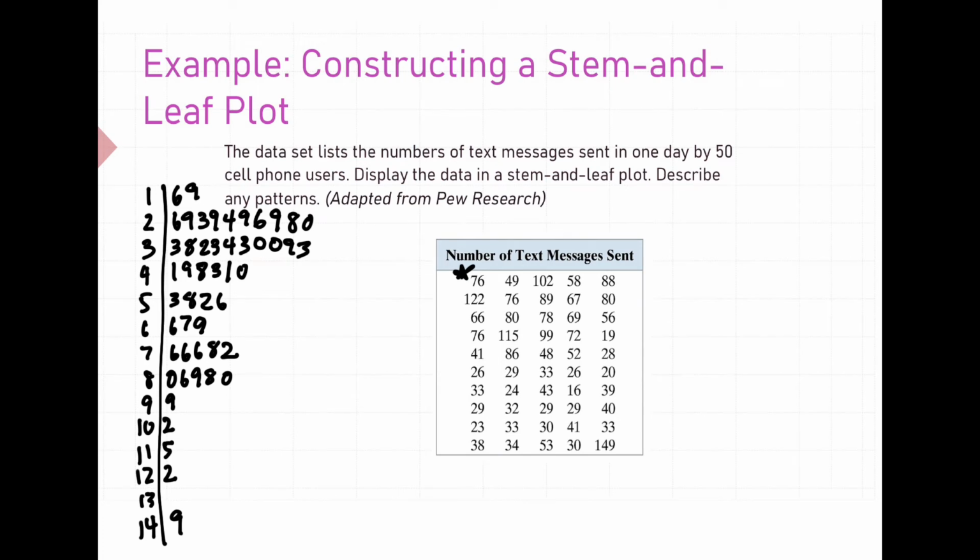We can see that the vast majority of my data is here on the left-hand side, which means my extreme values are over here on the right, making this a right-skewed distribution. These are text messages sent in one day by 50 cell phone users. You'll notice that the numbers are out of order, but it doesn't really matter if I'm just trying to get a good look at the distribution, the shape of the curve. If we twisted it on its side, we would have that histogram shape.